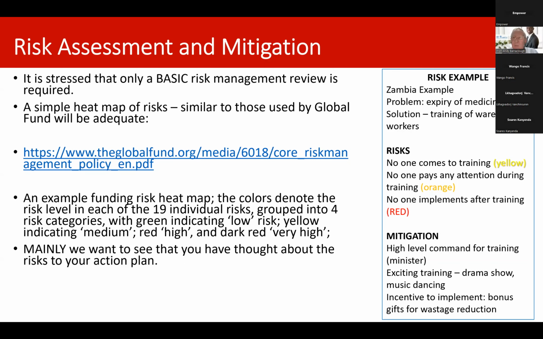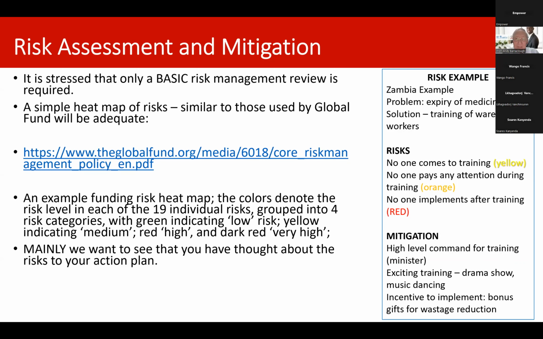What's the mitigation? What can I do to reduce those risks? Well, I could ask the minister to issue the instruction to come to the training. People pretty much pay attention to that. Can try and make the training a bit exciting, not too boring, not too much chalk and talk. What about implementation? I can try and put some incentives in and bonuses for reducing expiry wastage. Could be simple little things. Doesn't have to be a lot of cash. But that's the example risk assessment.